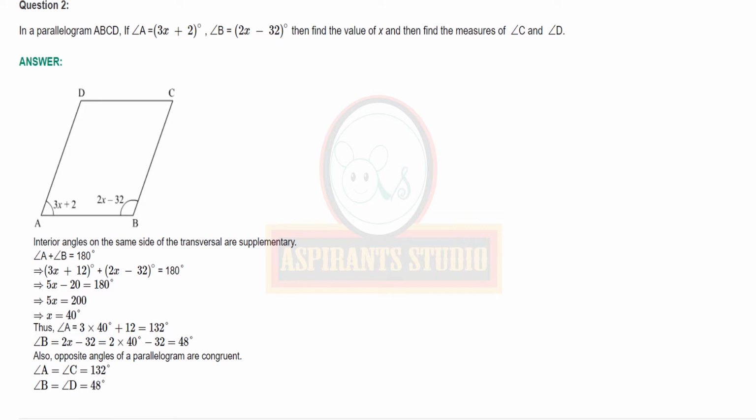You know that opposite angles of a parallelogram are congruent. Therefore, measure of angle A is equal to measure of angle C, which is equal to 132 degrees. And measure of angle B is equal to measure of angle D, which is equal to 48 degrees. Now pick out all the answers and write. Value of x is asked, then measures of angle C and angle D are asked. So pick out everything and write once again.